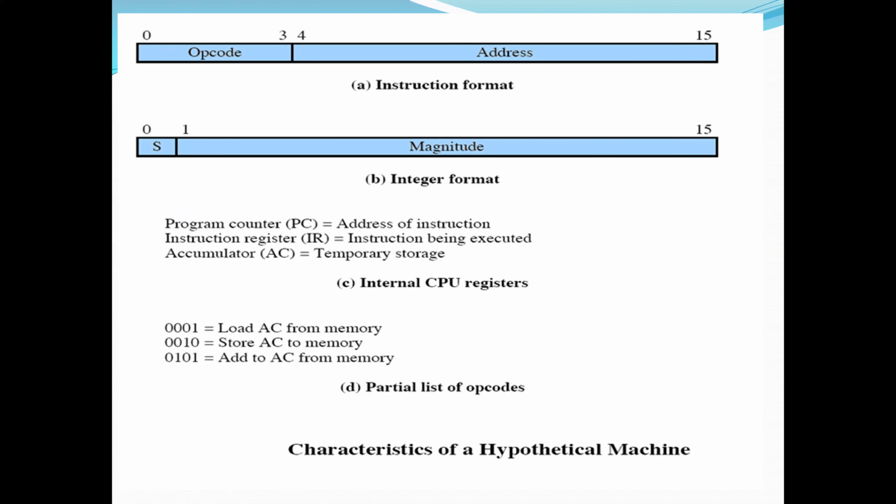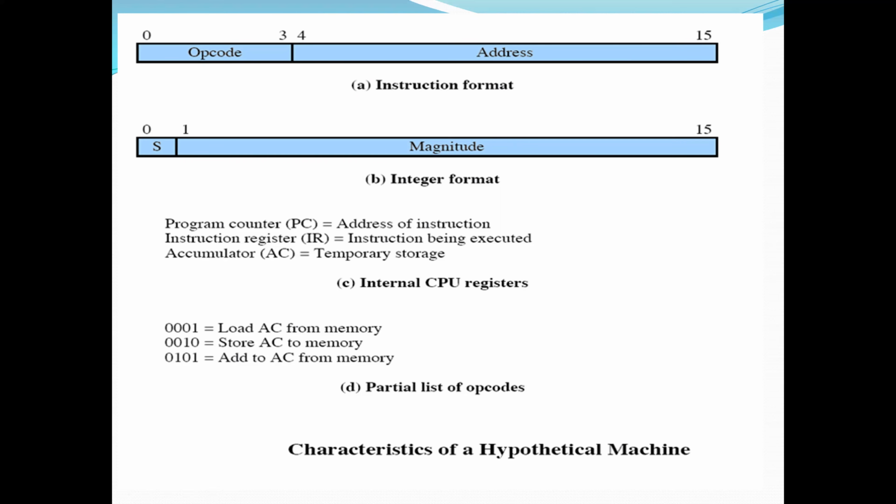The fetched instruction is loaded into the instruction register. The instruction contains bits that specify the action the processor is to take. Then the processor interprets the instruction and performs the required action. In general, these actions fall into four categories. The first is processor-memory.